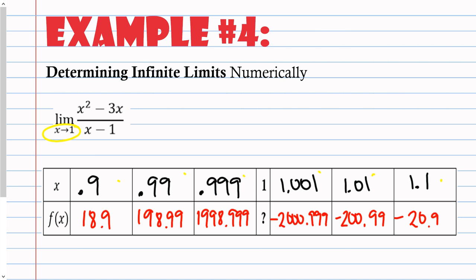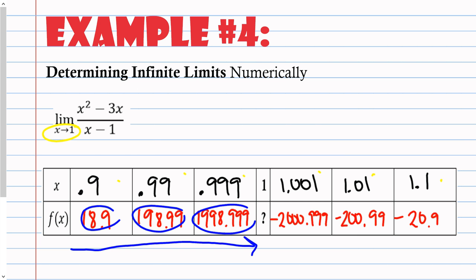Okay, so here are my values, and examining my function behavior, the closer I get to 1 from the left side, what's happening to these numbers? I started off with basically 19, and then basically 200, and then 2,000. They're getting bigger and bigger, substantially. So it is safe to say that from the left, we're headed towards positive infinity.